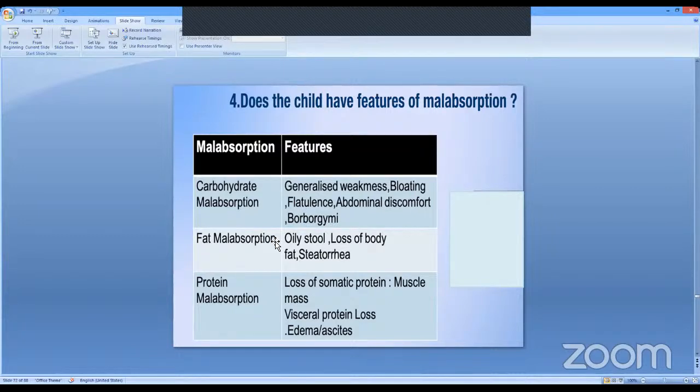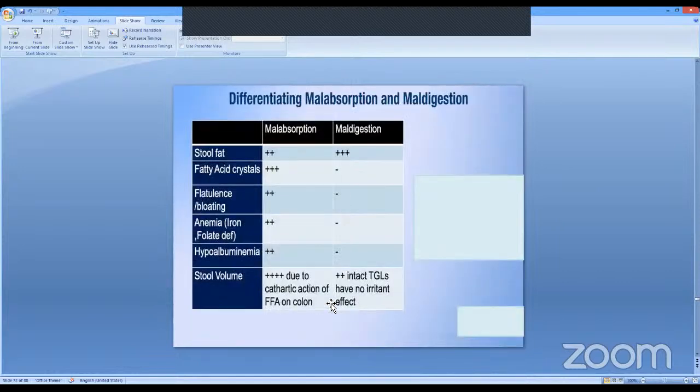Fat malabsorption, always the stool will be oily, with lots of body fat and steatorrhea. Protein malabsorption, loss of somatic protein leads to less muscle mass, visceral protein loss, edema and ascites. So edema and ascites is very much an indicator of protein malabsorption. These points are not that important, but we have to remember differentiating between malabsorption and maldigestion.